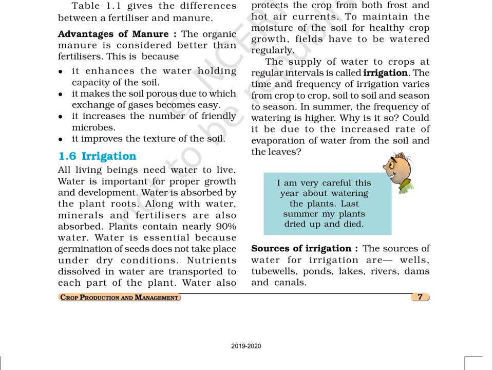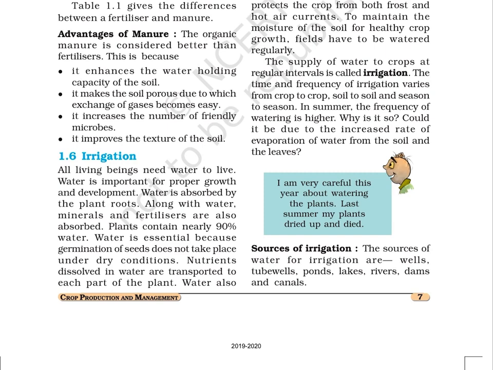To maintain the moisture of the soil for healthy crop growth, fields have to be watered regularly. The supply of water to crops at regular intervals is called irrigation. The time and frequency of irrigation varies from crop to crop, soil to soil, and season to season. In summer, the frequency of watering is higher. Why is it so? Could it be due to the increased rate of evaporation of water from the soil and the leaves? Bojo immediately said, "I'm very careful this year about watering of the plants. Last summer, my plants dried up and died."